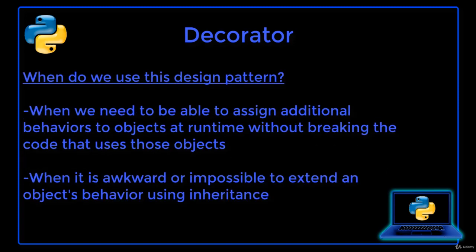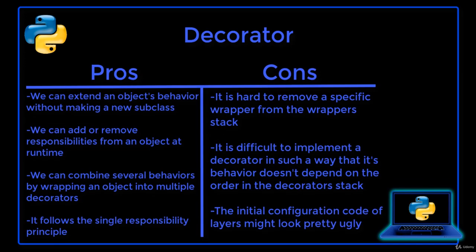We use the decorator pattern when we need to be able to assign additional behaviors to objects at runtime without breaking the code that uses those objects. We can also use decorator when it is awkward or impossible to extend an object's behavior using inheritance. Let's look at the pros and cons of using the decorator pattern.